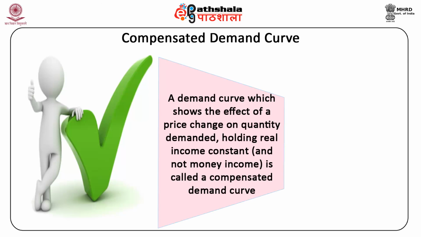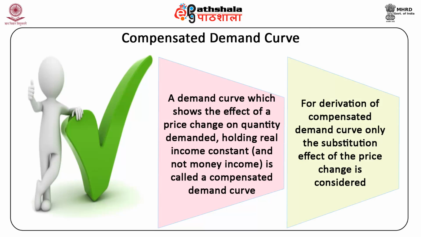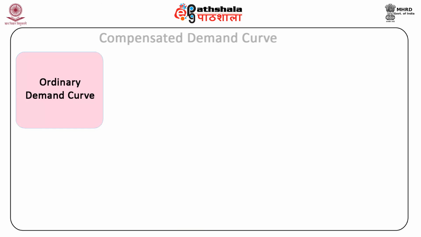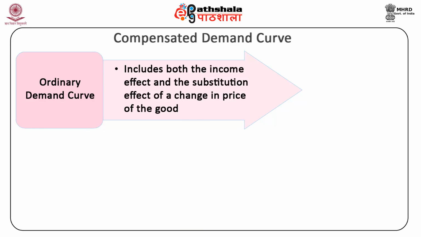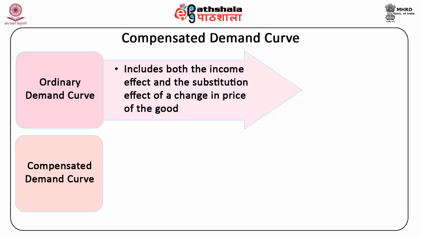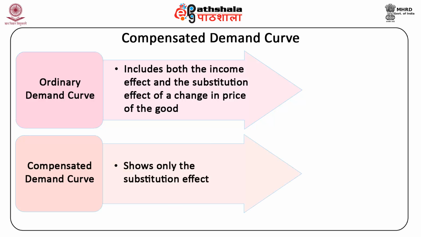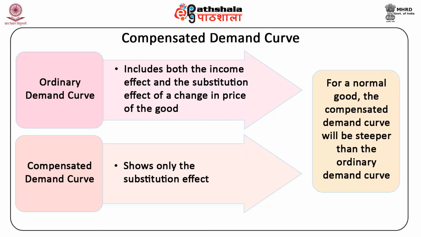Such a demand curve, which shows the effect of a price change on quantity demanded holding real income constant, is called a compensated demand curve. For derivation of the compensated demand curve, only the substitution effect of the price change is considered. Thus, whereas the ordinary demand curve includes both the income effect and the substitution effect of a change in price of the good, the compensated demand curve shows only the substitution effect. It follows that for a normal good, the compensated demand curve will be steeper than the ordinary demand curve.